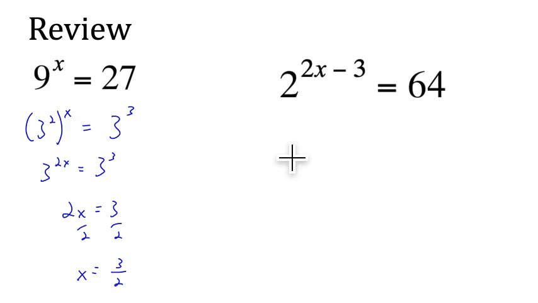Let's try one more like that. So we can rewrite both of these as powers of 2. So we'll just leave the left side alone. And 64 equals 2 to the 6th power. We have the bases the same, so that means the exponents must be equal. So we have 2x minus 3 equals 6.